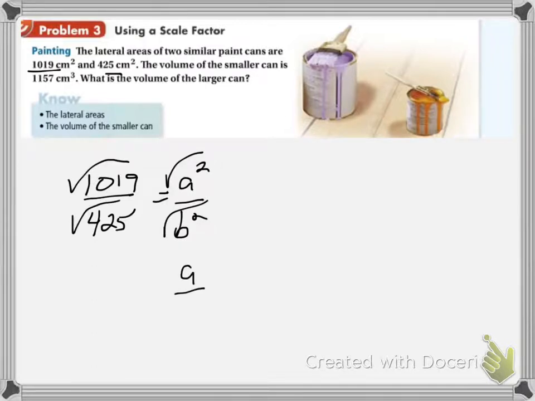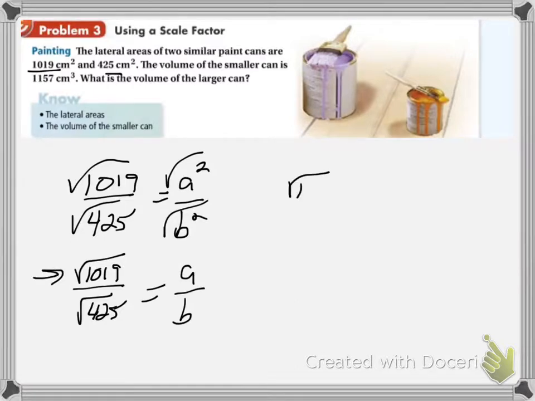So I end up with a over b equals the square root of 1019 over the square root of 425. Now, the square root of 1019 and the square root of 425 are ugly answers. And we always talked about you never, ever round in the middle of a problem. That's what Miss Ballard says, the one thing she's learned from me all year. But we don't want to round this. So if that's my scale factor, just use it.